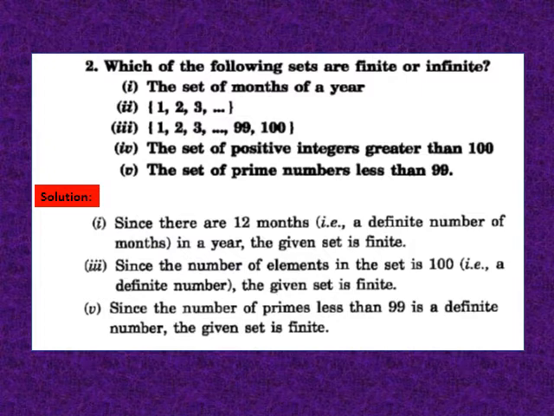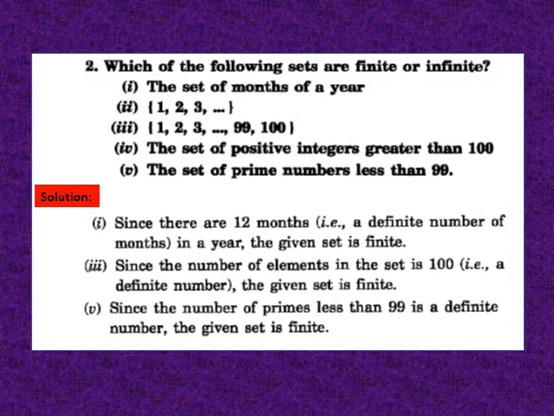Next we have question 2. Which of the following sets are finite or infinite? Finite means if the numbers can be counted. Infinite means if we cannot count the number of elements. Okay. So I solved the first, third and fifth part. The first is the set of months of a year. Now we can simply count the months of a year. 12 months are there. Since there are 12 months, a definite number which can be counted, therefore the given set will be a finite set.